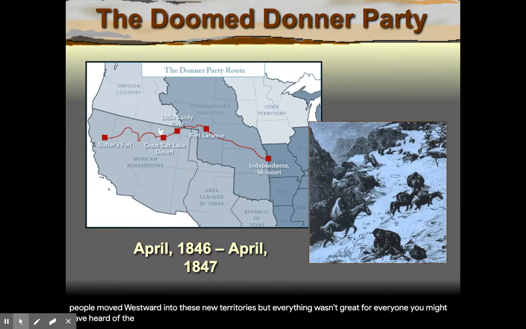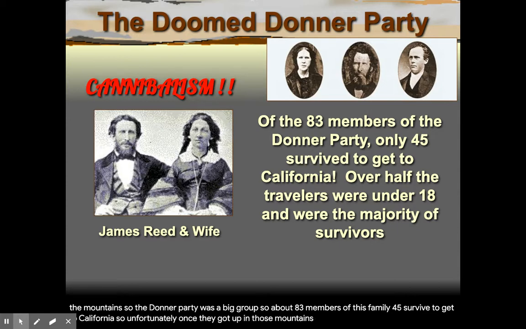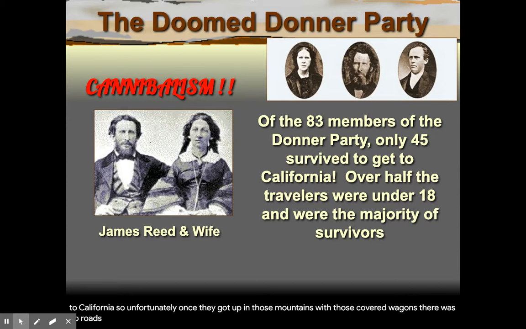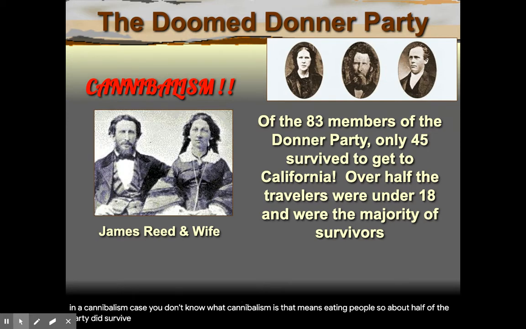You might have heard of the Donner Party, who died up near Tahoe in the mountains. The Donner Party was a big group, about 83 members of this family went westward, but only 45 survived to get to California. Unfortunately, once they got up in those mountains with those covered wagons, there were no roads. They were trying to get through, got stuck in the snow, and were forced to participate in cannibalism. In case you don't know what cannibalism is, that means eating people. So about half of the party did survive. The majority of them were young people, people under 18.